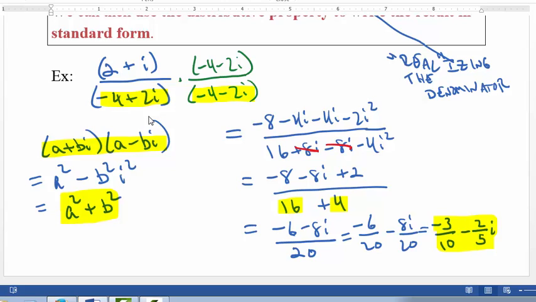So that was just pretty straightforward. That was just your adding, subtracting, multiplying and dividing of complex numbers.